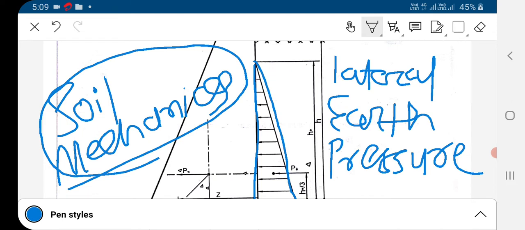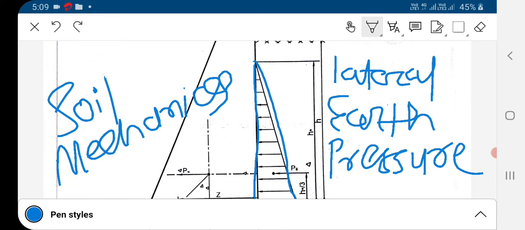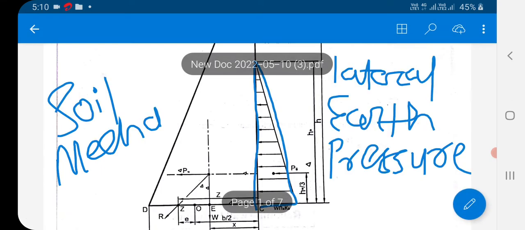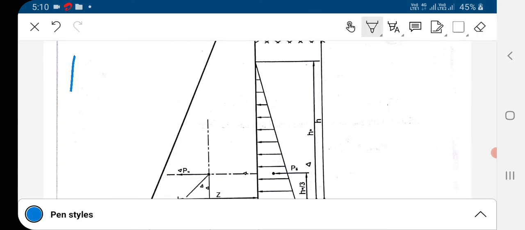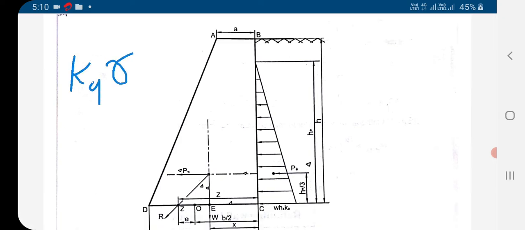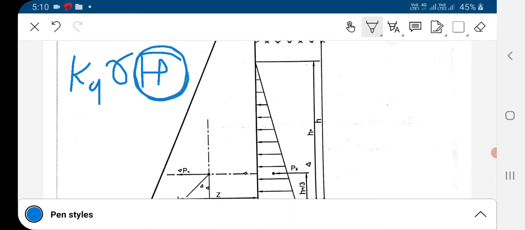In soil mechanics you will study the lateral earth pressure deeply. There is active earth pressure, passive earth pressure, earth pressure at rest, Rankine's theory for the earth pressure, Coulomb theory for the earth pressure. All these various cases of computation of earth pressure, soil is submerged, soil is saturated, so many cases you are going to learn in soil mechanics. Here we have to just keep this point in mind: the intensity of earth pressure is Ka into gamma into h. H is the height up to which the soil is retained.